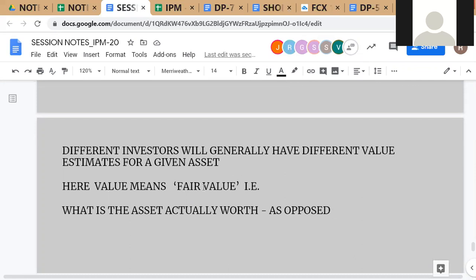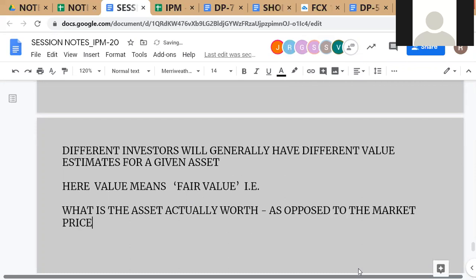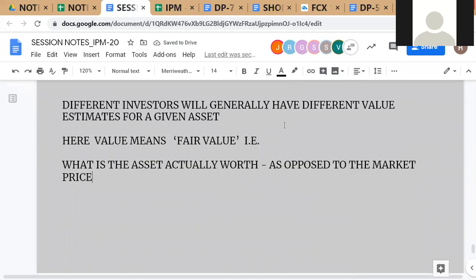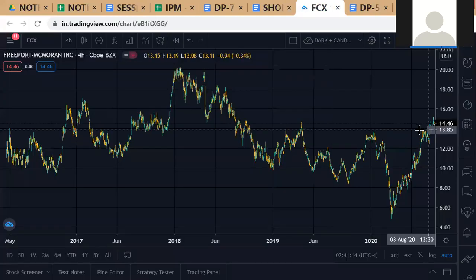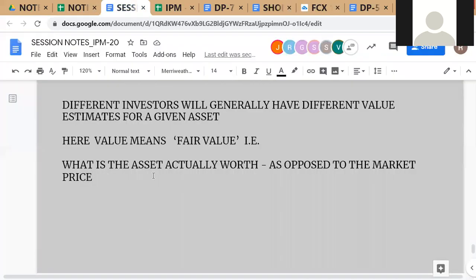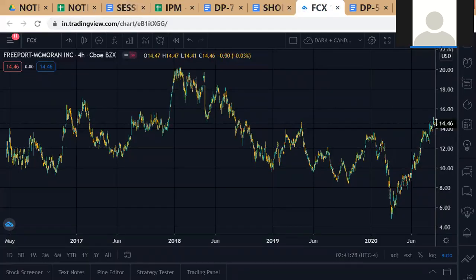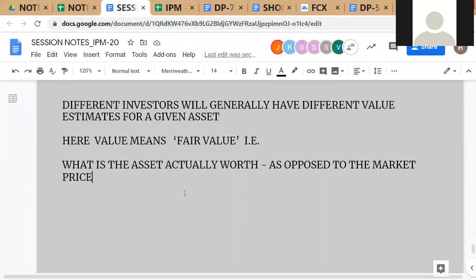Let me find out what this asset is actually worth as opposed to the market price, because you can always look at the market price and say, like in the case of FCX, that this asset is worth 14.46 because this is what the market is pricing it at. But that's not what we are discussing when we are talking about fair value. We are doing our own calculations to figure out how much FCX is actually worth. What should be the actual fair assessment of the value per share of FCX? That's what we are doing in this fair value analysis.